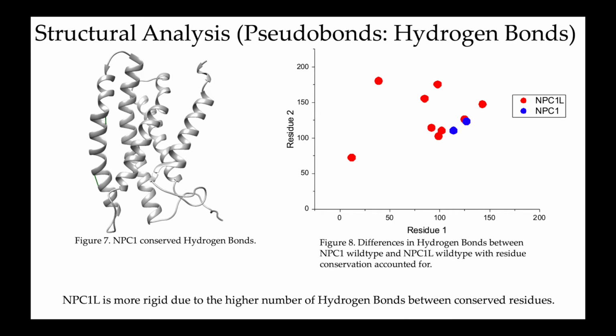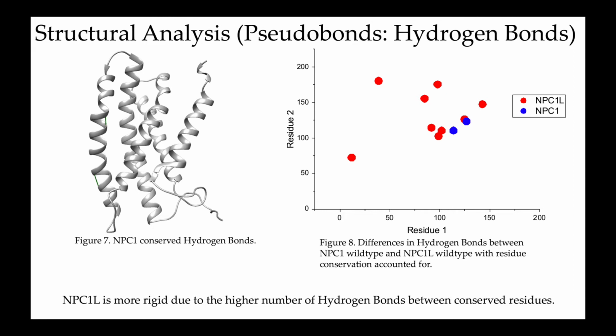Next, we look at hydrogen bonds for structural analysis. Hydrogen bonds provide rigidity and stability within each protein structure. So figure 7 shows hydrogen bonds between conserved residues, and there are 2 in NPC1 when we account for conservation, in between residue number 739 and 743 and 726 and 730.